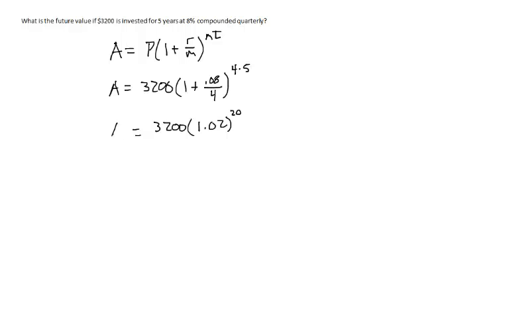So now we can calculate with our calculator, and when we do that, we get 4755.03. And remember, that's dollars. So if we invest $3,200 for 5 years at 8% compounded quarterly, we would have $4755.03.